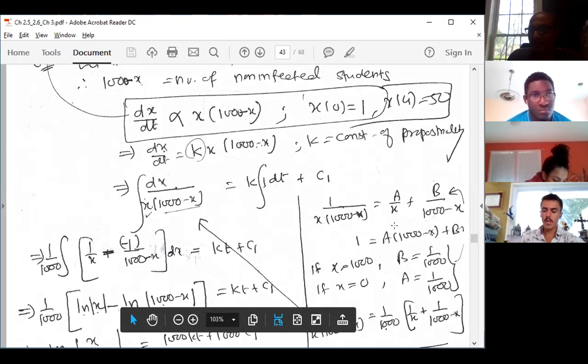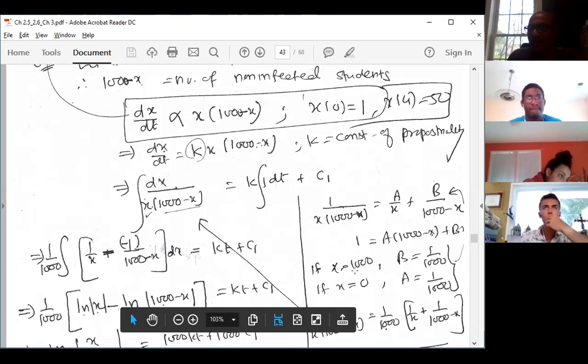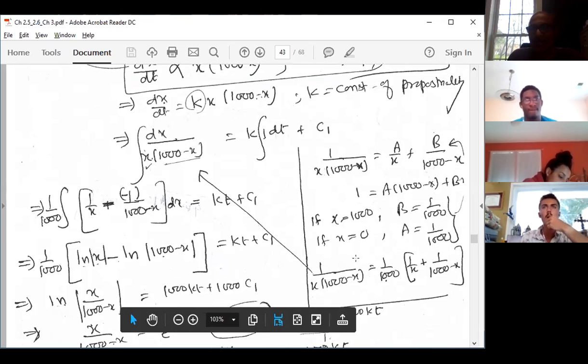When X is equal to, right, I just took the LCM. When X is equal to 1000, this part is 0. So B equal to 1 over 1000. X equal to 0, this is it. Or you can take the LCM and try to arrange your right side in the descending order of X, and you can find A and B. Different ways of finding A and B.